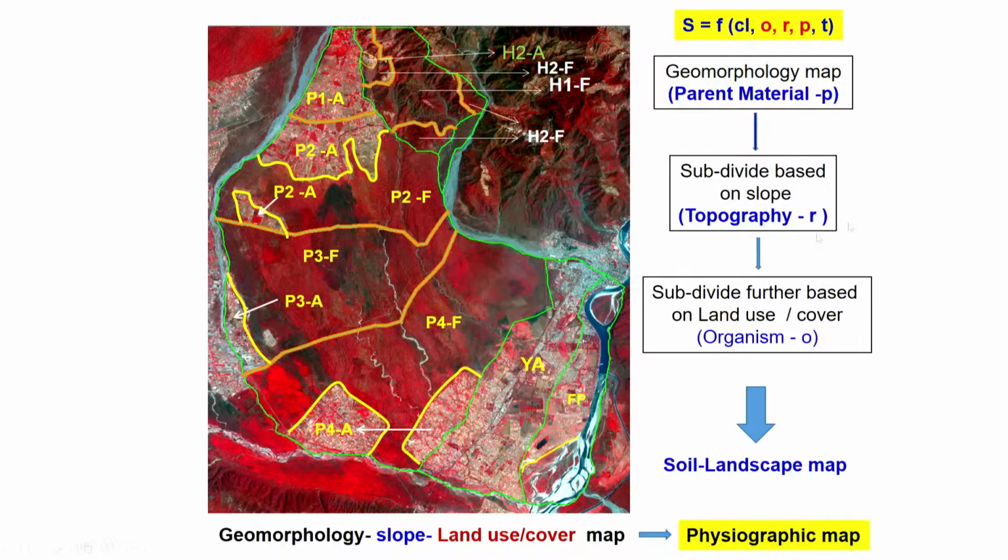Then you go for the third level of information, that is based on the land use, land cover. So again I have divided, suppose hills, further based on agriculture and forest. So now whatever unit you are getting here, suppose this unit, the soil of the entire unit will be the same. So at any point you can collect the soil sample and that will represent the entire area. That is the advantage, and this soil landscape analysis can be achieved very easily from the interpretation of satellite remote sensing data.